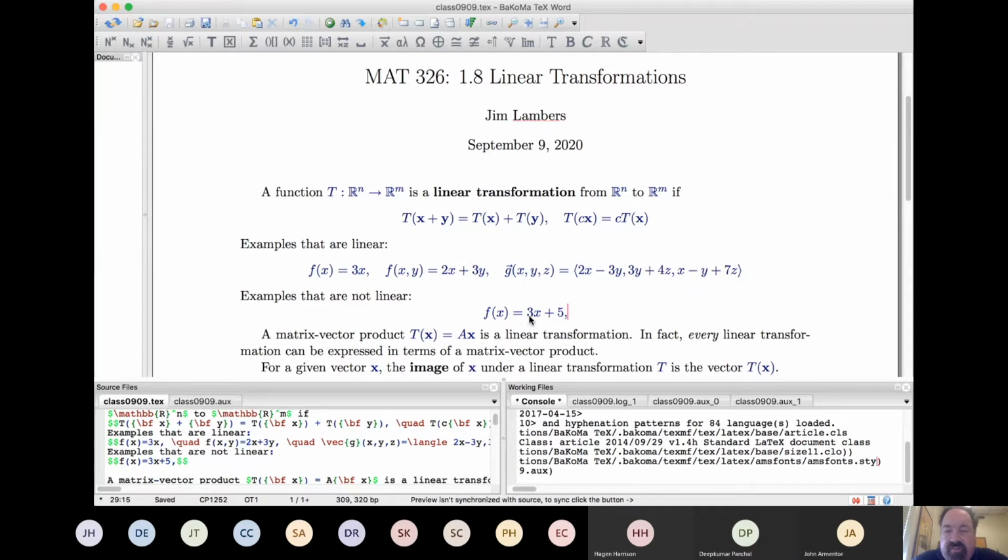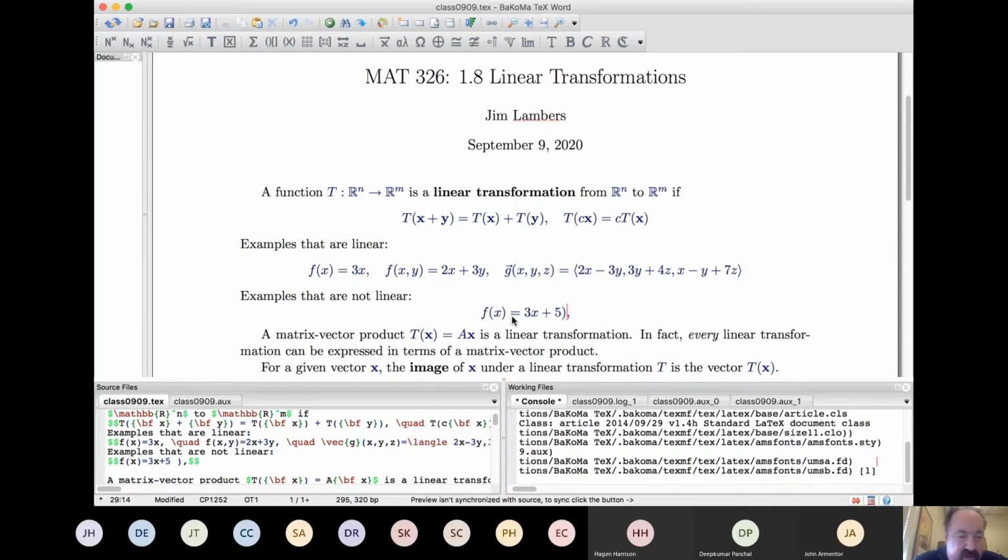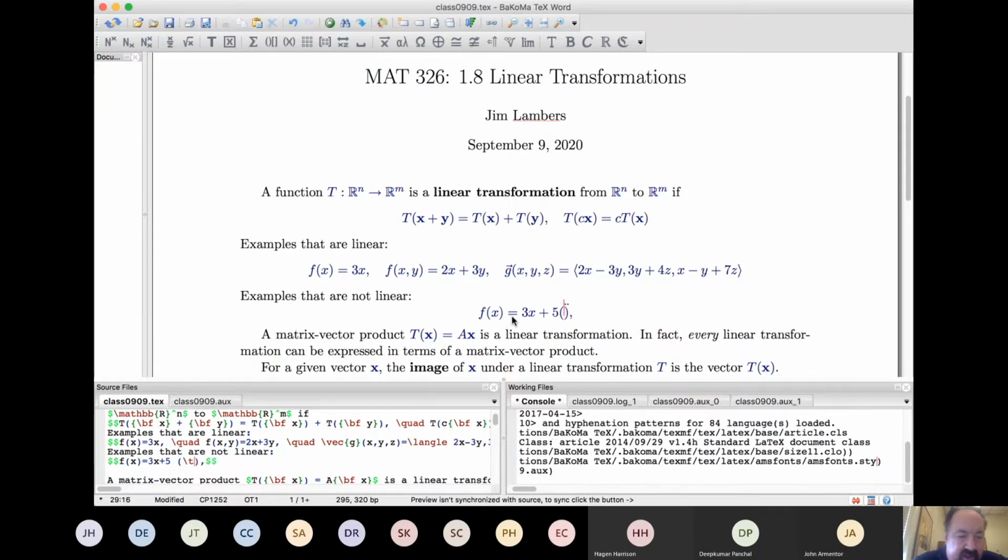You've probably been taught that this is a linear function, or maybe it's called that just because the graph of this function is a line. But it does not meet this definition, because if I plug x plus y into here, I can't do 3x plus 5 and 3y plus 5 added together and get the same result. So technically it's not a linear function.